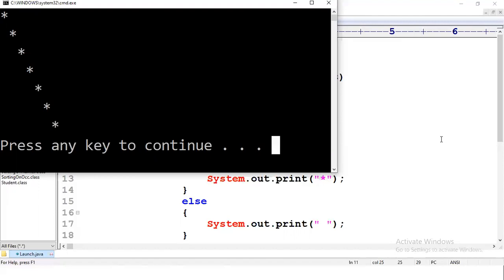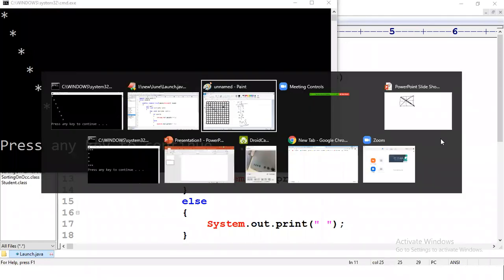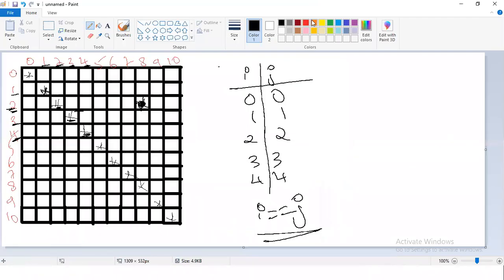That is, how do I draw one more star pattern like this? So we'll go here and we'll go into the diagram. We'll draw the pattern first. So this is that X mark. This is what I have to draw. This is the line which I have to draw. Now I have to again make a table, an I and J table.